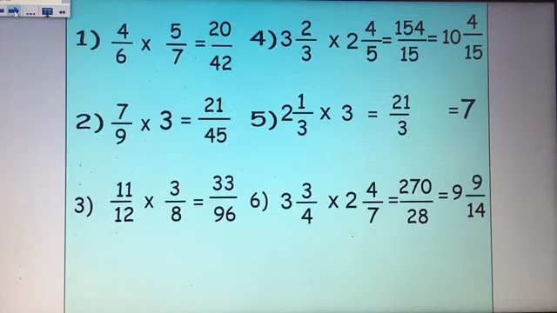And here's the answers. So if you have a look at number one, you could have simplified that down to 10/21. Number two, looks like you could divide both 21 and 45 by 3. So that could be 7/15. Number three, those numbers could definitely be divided by 3 as well. So you could simplify that down to 11/32. And if you look at 4, 5 and 6, it's got the answer as an improper fraction. Then it's got it as a mixed number in its simplest form.